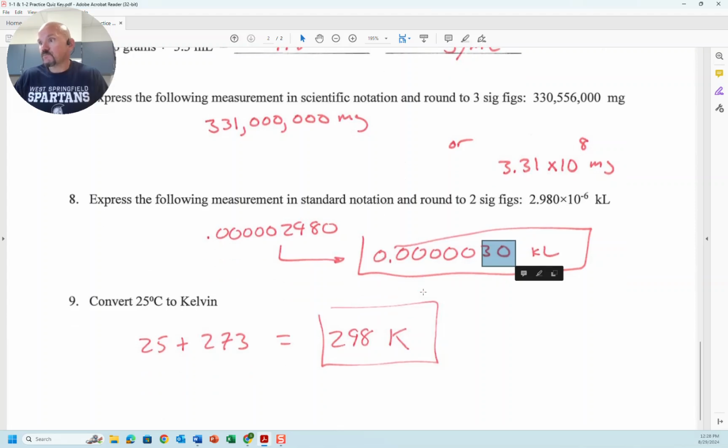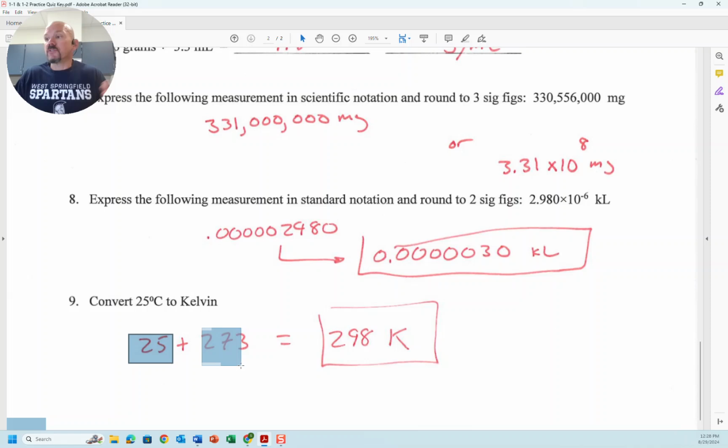Okay, and then again, remember, the magic number for the Celsius to Kelvin conversion is 273. If you're going from Celsius to Kelvin, you're adding 273. If you're going from Kelvin to Celsius, you're subtracting 273. That's it. So since I have 25 degrees Celsius, I would take that number 25. I would add 273, and I get 298. And the units for Kelvin are capital K.